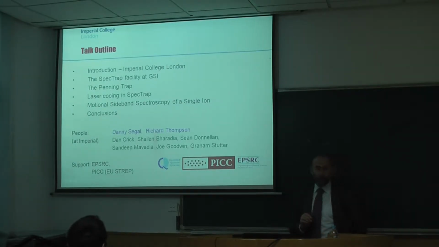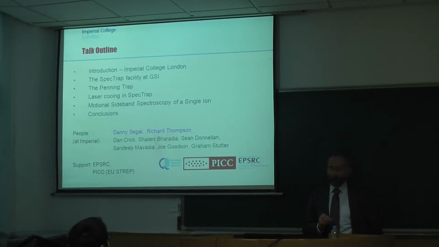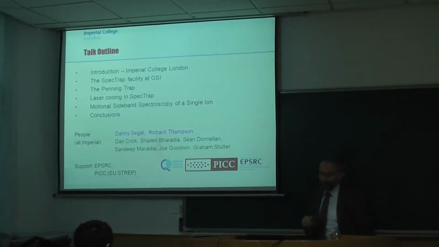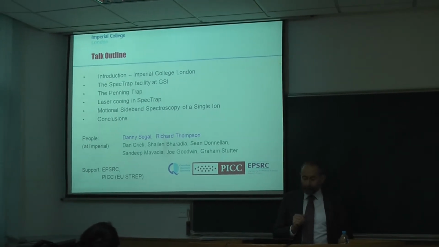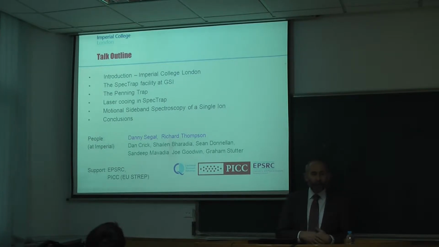This is what I'll do. I'll give a little bit of an introduction about Imperial College, in case you've never heard of Imperial. Then I'll talk about the SPECTRAP experiment at GSI, and what we are intending to do there. And then I'll talk in detail about the Penning trap and the laser cooling work there. Then I'll talk about the work that we're doing at Imperial College, and I will try to make sure that I don't talk too long.